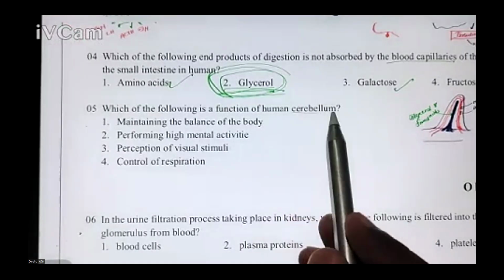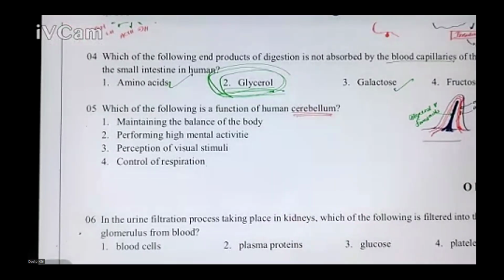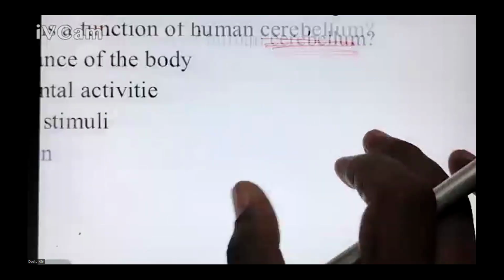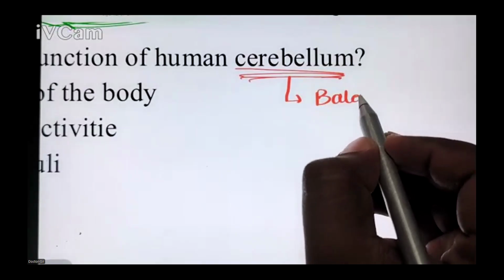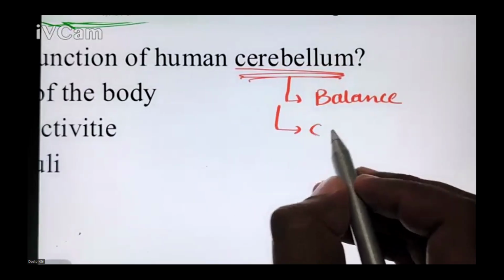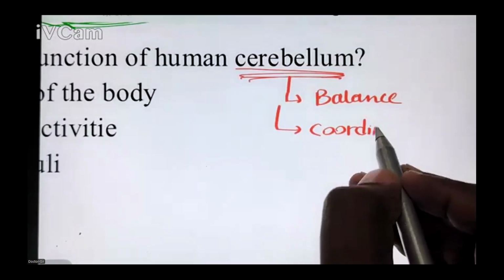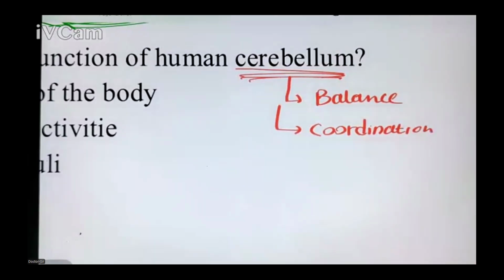Then our cerebellum. Which of the following is a function of the human cerebellum? Tell me the answer. Yes, the cerebellum mainly does balance and coordination. Balance and coordination. All right.